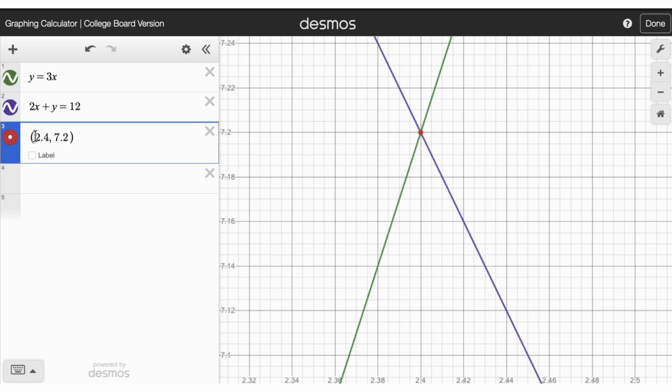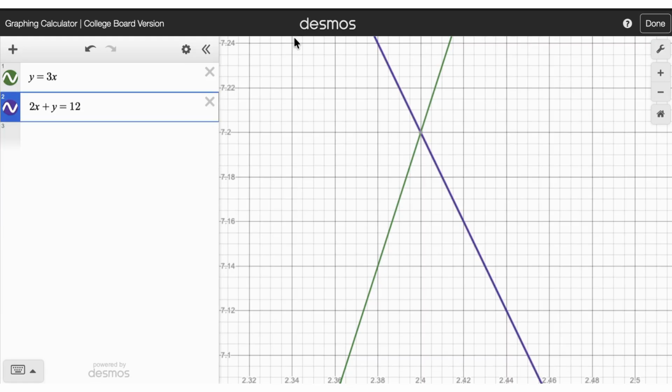Now, since you've been given x, just multiply it by 5. I usually do this. I erase that and type times 5, and you would get 12. So that's a way to solve this using Desmos.